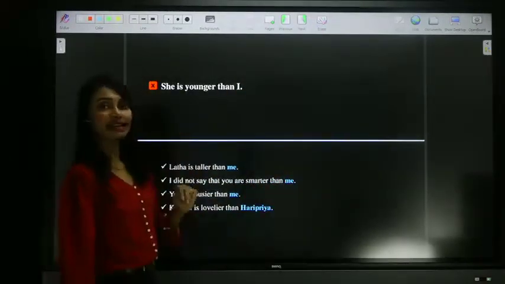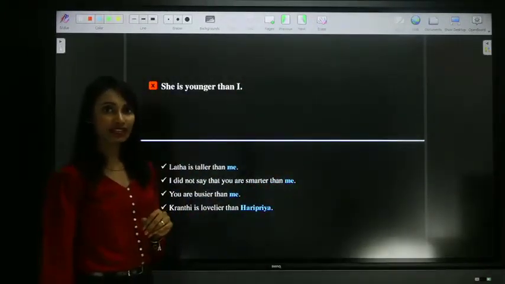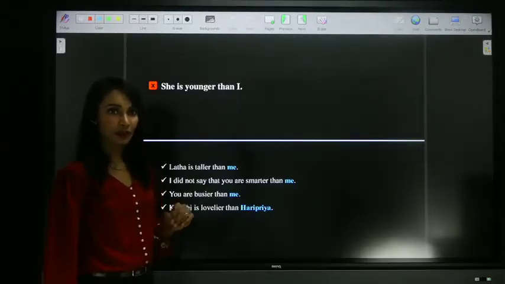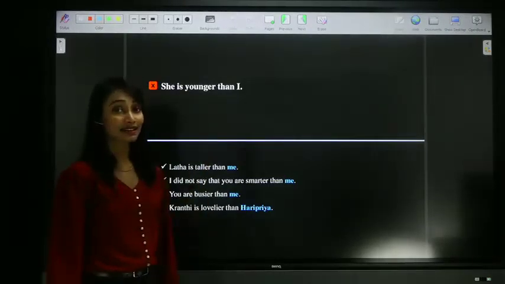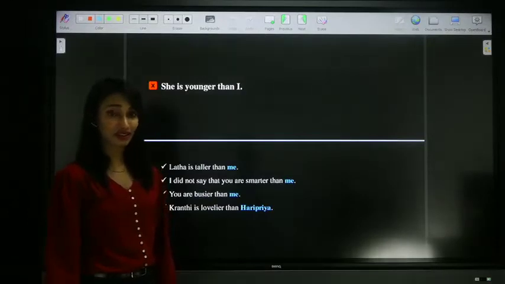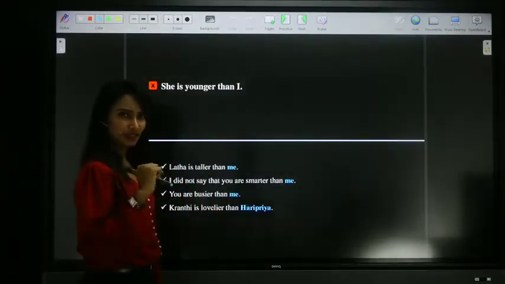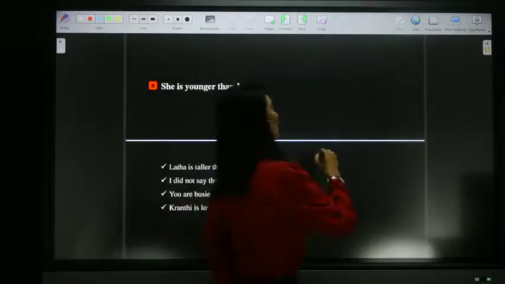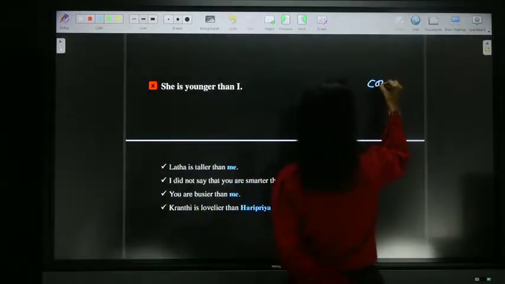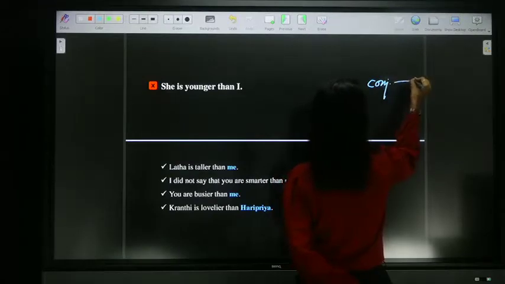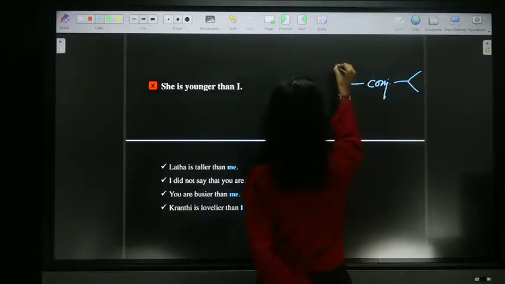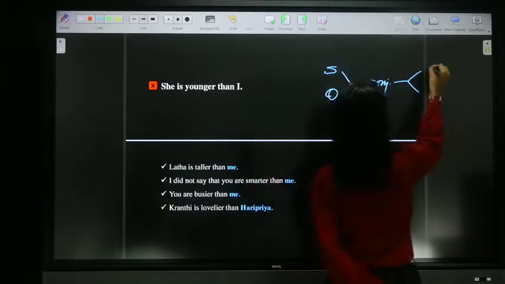She's younger than I. So many people consider it the right sentence, but it is not, because this can be corrected in two ways. I already told you, a conjunction connects the pronouns either in subjective case or in objective case.